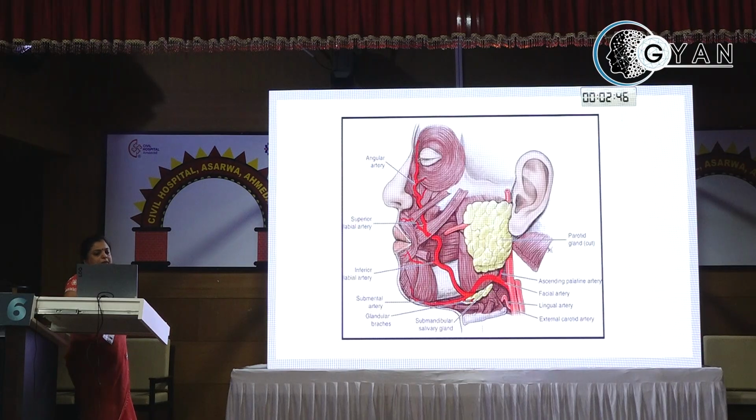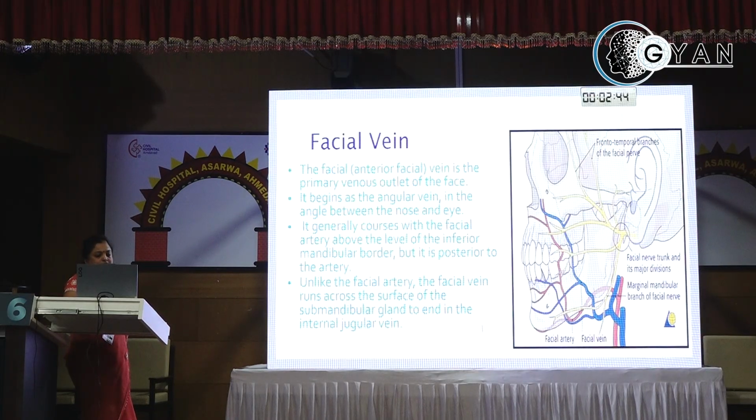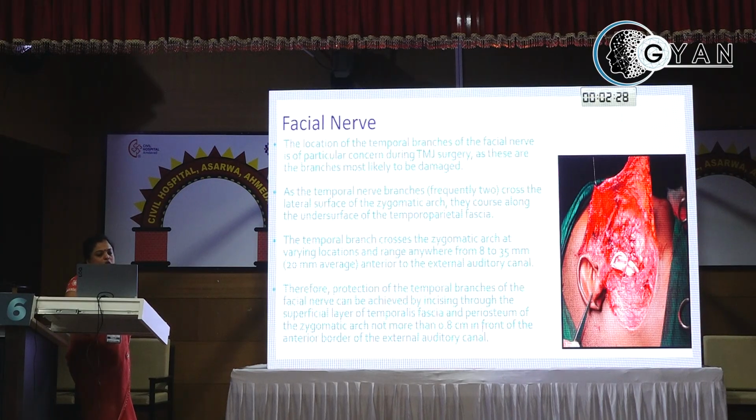Facial artery, again, we've already discussed about this. Coming to the facial vein, again we have a facial vein which is running along the course parallel to the facial artery, but then it will always be considered in the submandibular incisions and the retromandibular incisions as we've already discussed. So all of this, the temporal branch crosses the zygomatic arch at varying location, and it's a range of about 8 to 35 mm anterior to the external auditory canal, and therefore the protection of these temporal branches is of prime consideration.